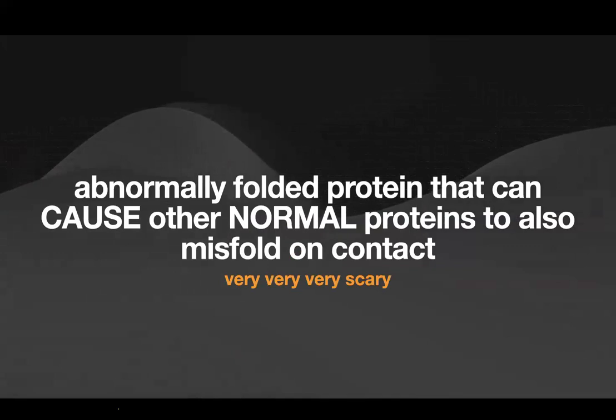If it meets with a normal protein, it can cause it to also misfold. So you start with one abnormally folded protein that creates this chain reaction, of multiple misfolded proteins, one after the other. And that is really bad because that means you can start with one abnormally folded protein and get a disease from the get-go.